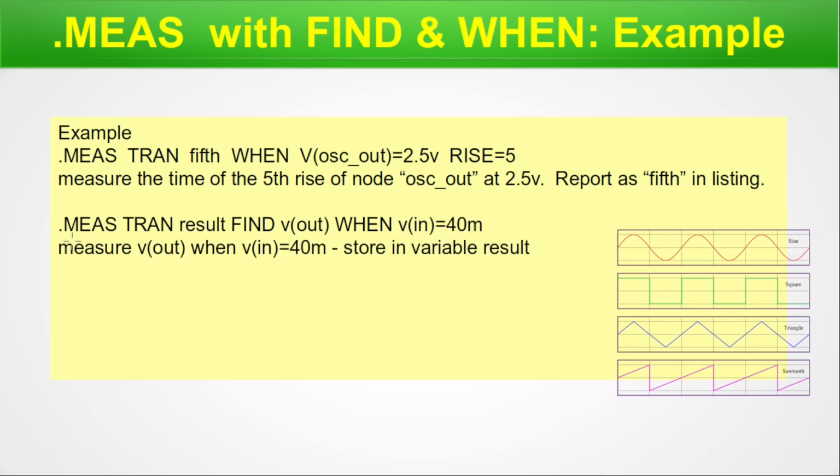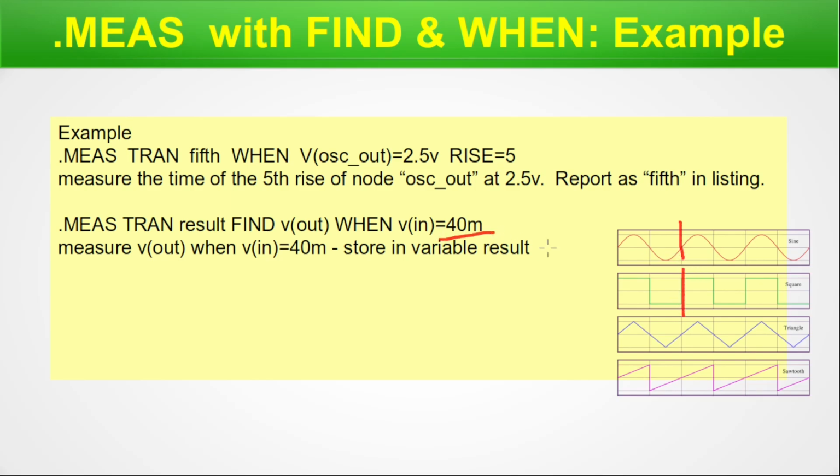Next, we have dot measure tran, then find, then V out. This is another waveform when V in is equal to 40 m. So this is V out and this is V in. Here we want to find V out when V in is equal to 40 m. Measure V out when V in is equal to 40 m, stored in the variable result. So this is 40 m. What will be the value of V out? This value will be stored. This is time wise and this is value wise.